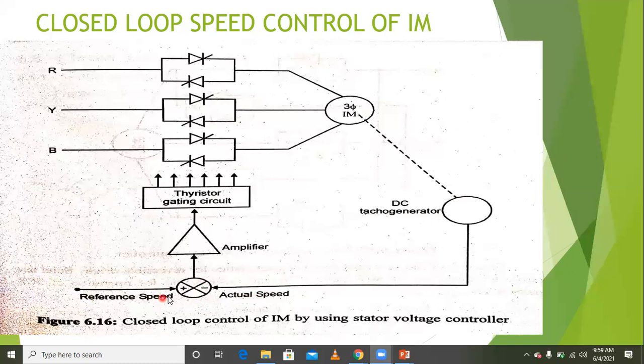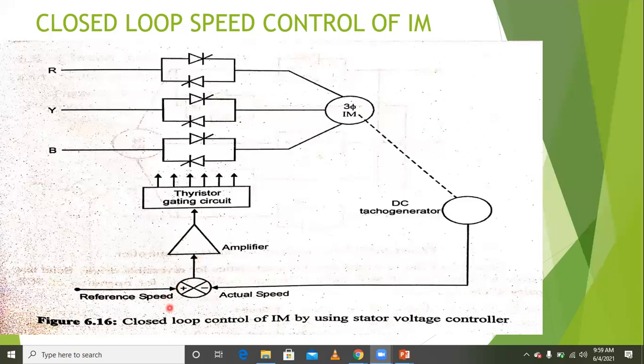By comparing these two signals, the result is given to the amplifier. This voltage is compared with the DC reference voltage, that is called the reference speed, and the difference between these two voltages.